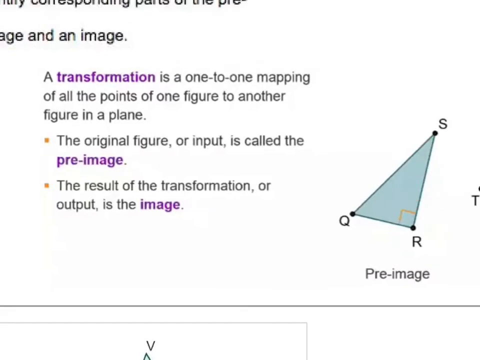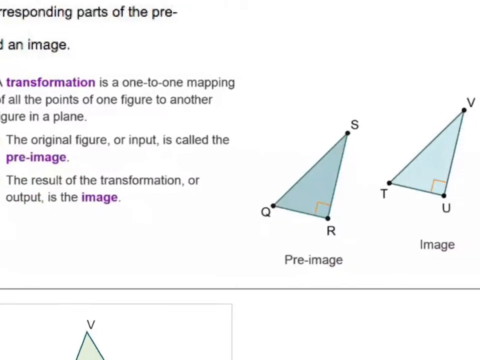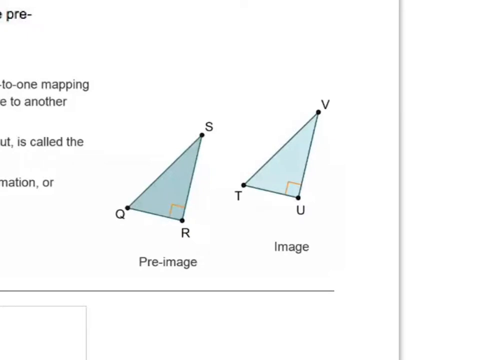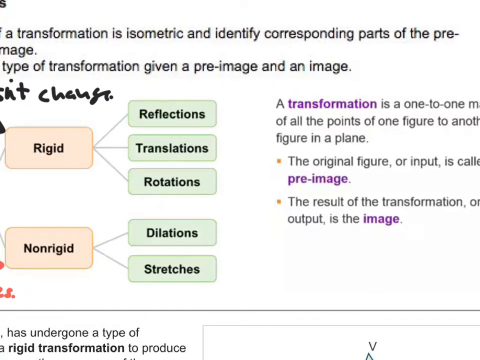So let's talk about what a transformation is. A transformation, by definition, is a one-to-one mapping of all the points on a figure to another figure in a plane. The original figure or input is called the preimage, and the result of the transformation or the output is the image. Basically, you have these figures, and we either just slide them over, we reflect them, or we rotate them. Reflection means that we mirror something. Translation means we just move something, and a rotation means we rotate it.